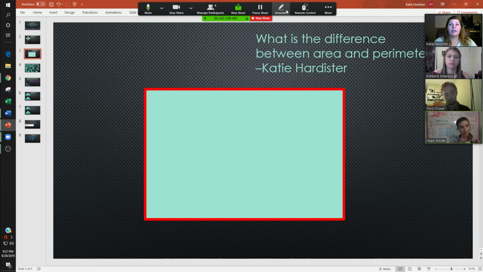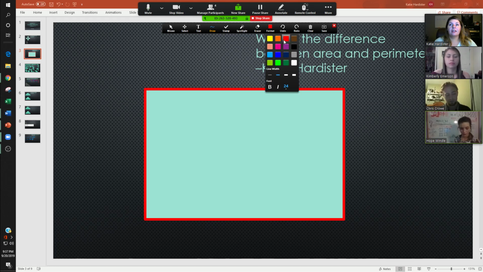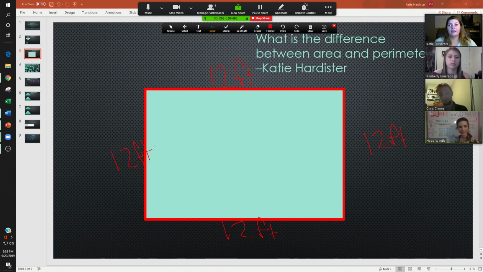So if we think about what Chris said earlier, we're going to think that perimeter is going to be each side added together. So we would just add each side, and that would tell us what our perimeter is. And that would tell us the area of our fence.